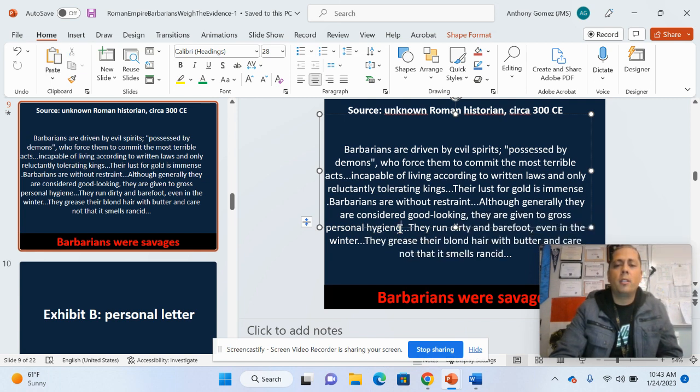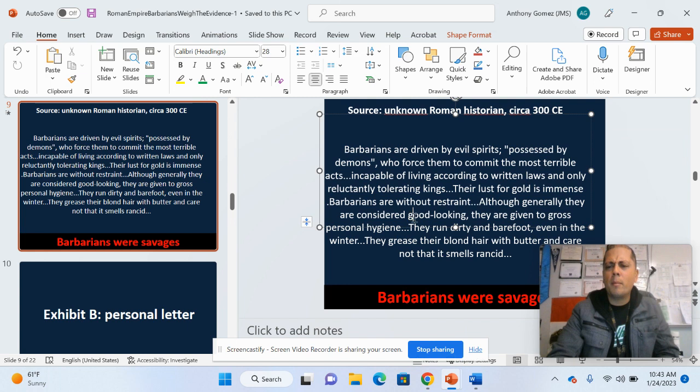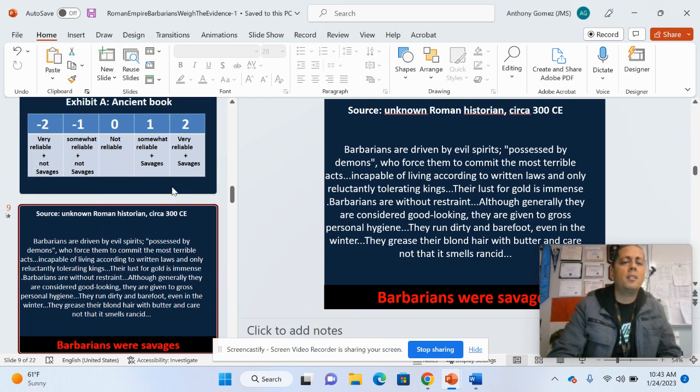Just to make it a little more interesting and really get them thinking about reliability, right? So this one's kind of funny. It says, "although generally considered good looking." So I'm like, yeah, they thought they were hot, right? He's kind of saying they're driven by evil spirits, but then he's complimenting them, saying that they're good looking. So again, try to pick interesting sources when doing this.